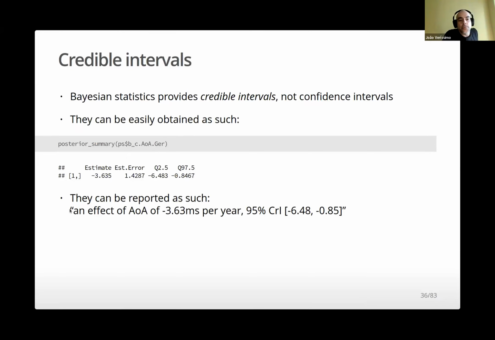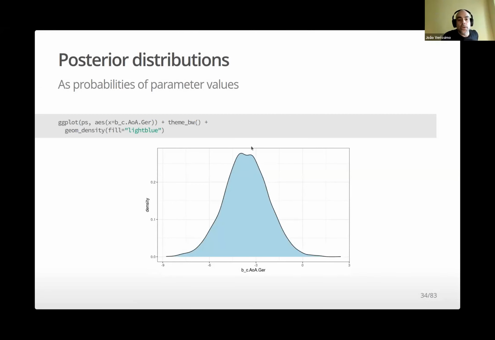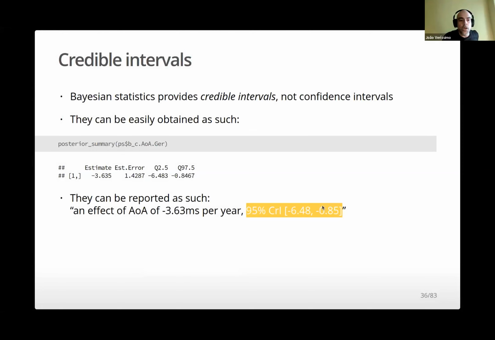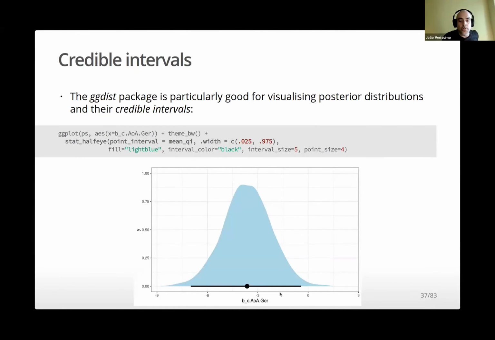They can be reported as such, these credible intervals. This is what I would typically write in a paper, something like that, an effect of age of acquisition of minus 3.6 milliseconds per year, and then 95% credible interval, and I give the two bounds. It's also convenient oftentimes to actually show the posterior distribution. There are packages that will do this for you, and you can plot all of the estimates in a model in terms of these little density plots that can show the full posterior. Perhaps one of the best ways of doing it is overlaying the bounds of the credible interval as well as the mean of the posterior distribution over the density plot that characterizes the posterior. This is probably the most efficient and easy to understand way of summarizing a posterior distribution. One can do this with the ggdist package, which is very convenient for these visualization purposes.